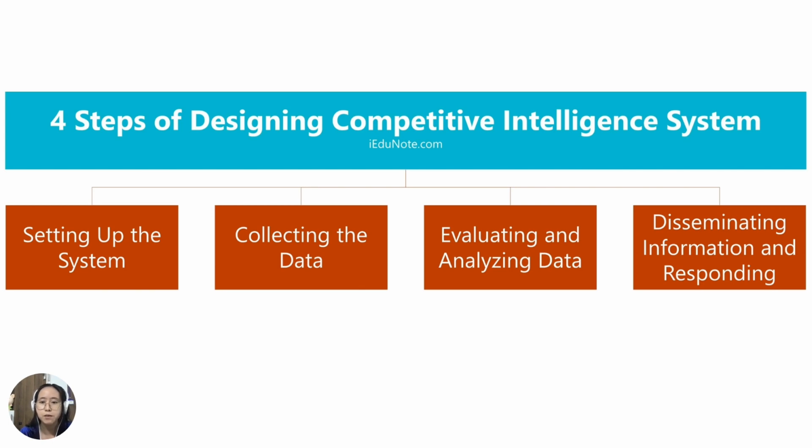So the third step is evaluating and analyzing data. Why evaluate the collected data? You should first go for the validity and reliability checks. After they pass the validity and reliability check, you may organize and interpret them for policy formulation. So the fourth step is disseminating information and responding. After the analysis is done, the key information should be passed to the concerned person to help them to decide.